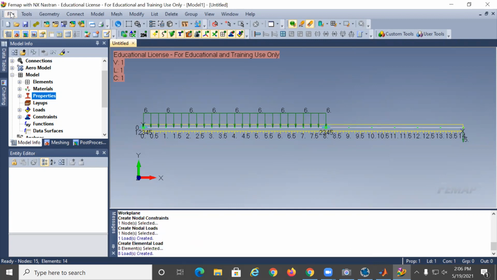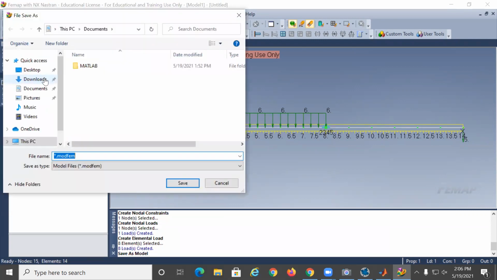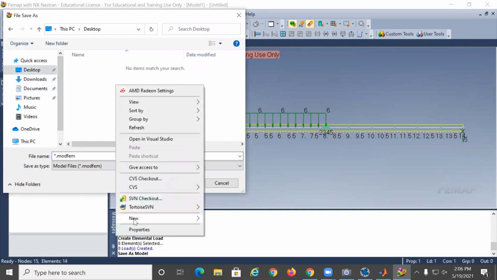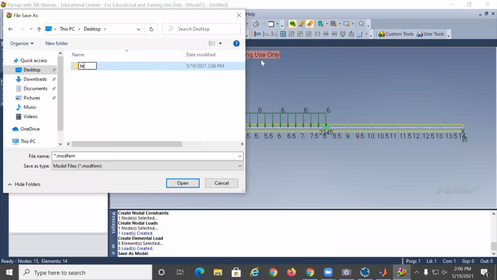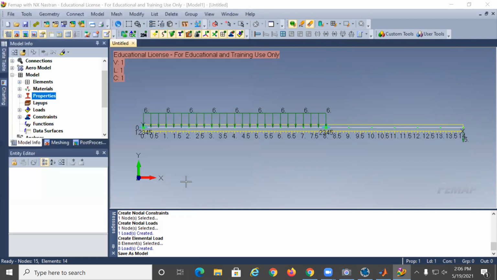All right, so let me save this. Where can I save this? Desktop, new folder, temp. Model 1. Save. Okay, now you need to run this.